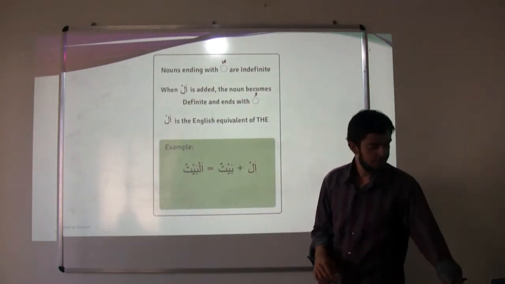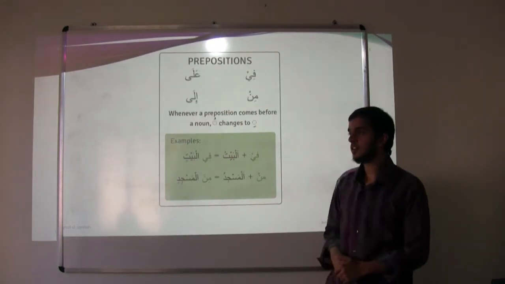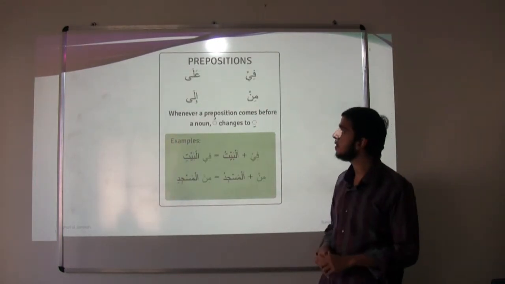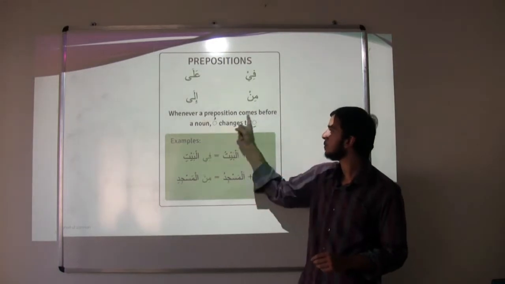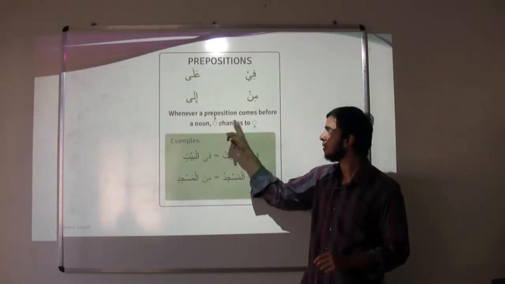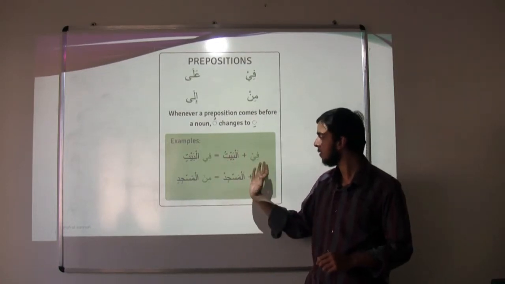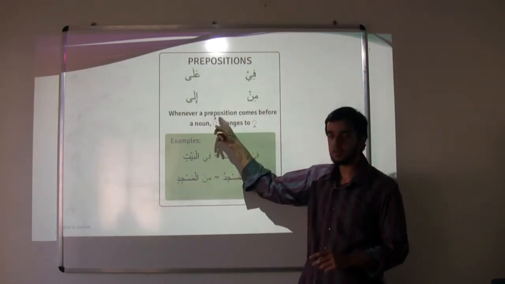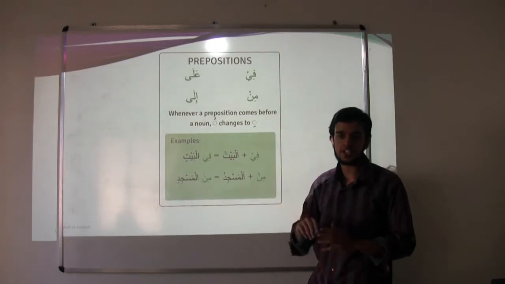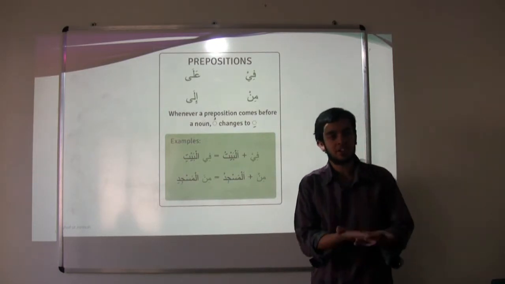Any doubts? Fine. And next we learnt the first change, prepositions. Whenever a preposition comes before a noun, the single dhamma changes to single kasra. This is as an example. And again, from double dhamma to double kasra, if it is for proper nouns or names.